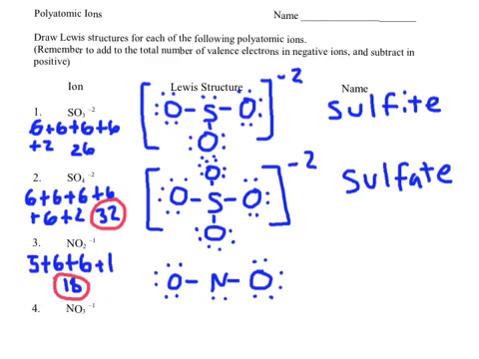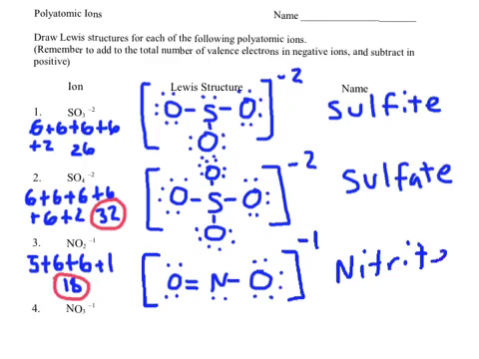So when there's a missing pair, what do you do? You add a bond and you erase a pair. And now everybody's got an octet, if you look, everyone does. And I am going to bracket it off. I'm going to put a -1, and we're going to call this one the nitrite ion.